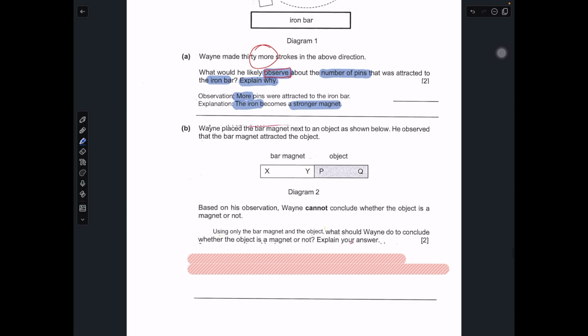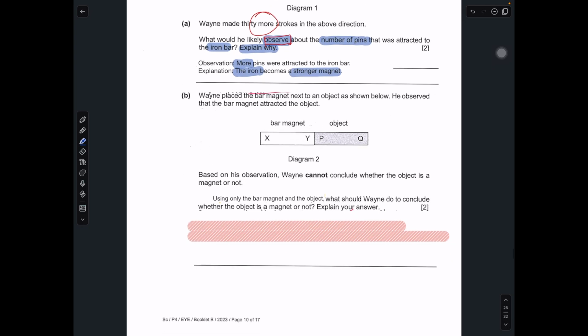Okay, Wing placed the bar magnet next to an object as shown. Okay, he observed that the bar magnet was attracted. Okay, there was some attraction over here. Based on his observation, Wing cannot conclude whether the object is a magnet or not. We are trying to conclude this. Okay, whether it is a magnet. Okay, using only the bar magnet and object, what should Wing do to conclude whether the object is a magnet or not?